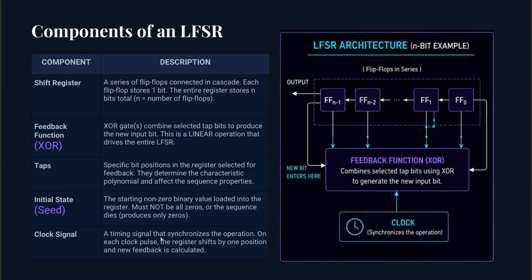Finally, the clock signal synchronizes the entire operation. On every clock pulse, the bit shift feedback is calculated and a new bit enters the register. Now look at the architecture diagram. We can clearly identify the flip-flops, the tap connections, the XOR feedback logic, the clock, and the output path. Together, these components form the LFSR architecture.